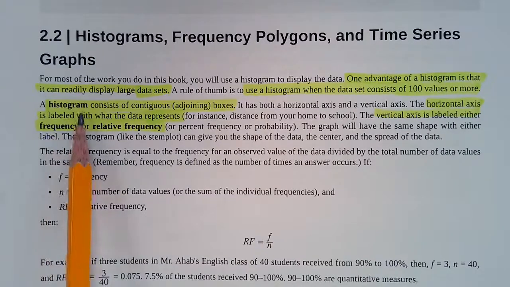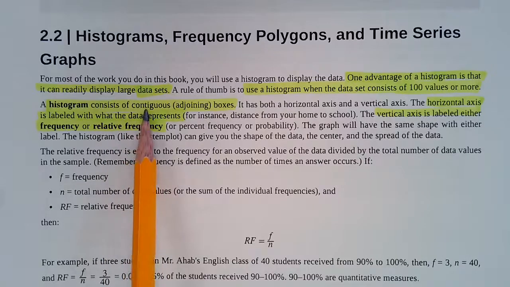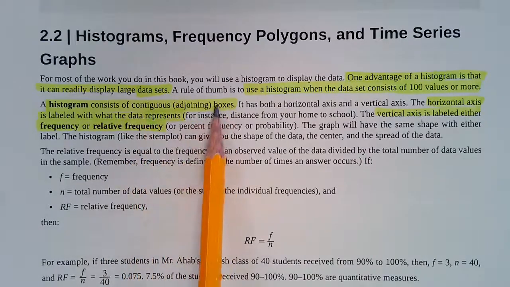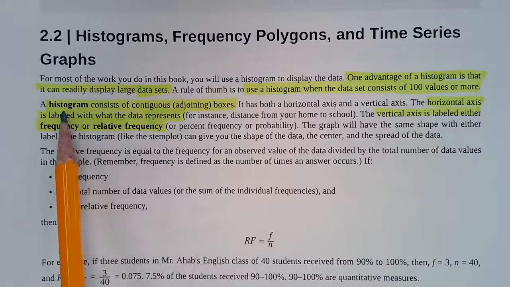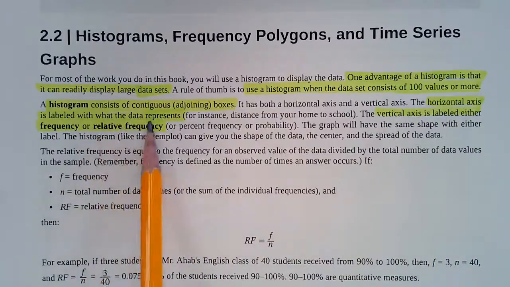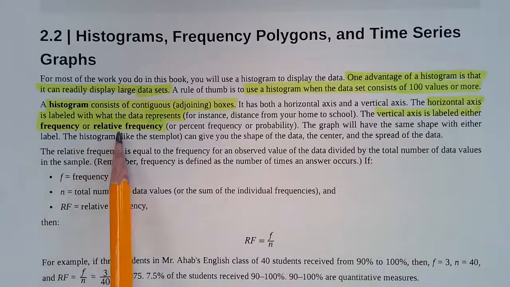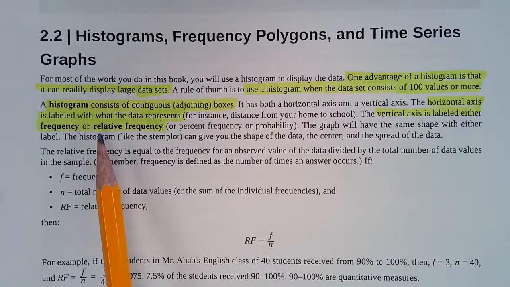The histogram is like a bar graph, but the bars are adjoining boxes, and the widths of the bars are the same throughout. With the histogram, your horizontal axis is the data, and your vertical axis is the frequency or the relative frequency. Okay. So as we do this, your data is the x-axis, and your y-axis is the relative frequency or your frequency.